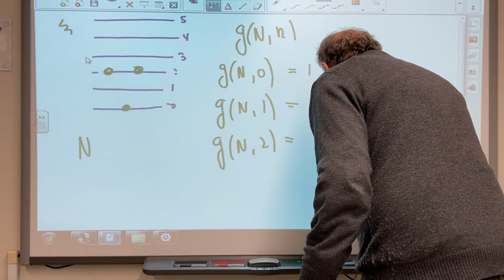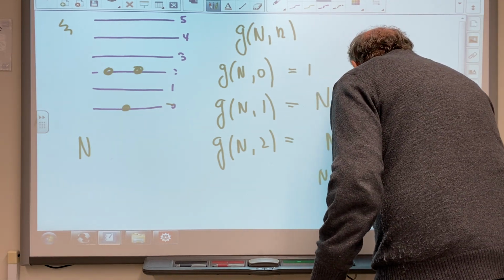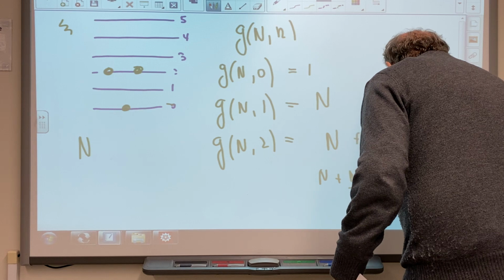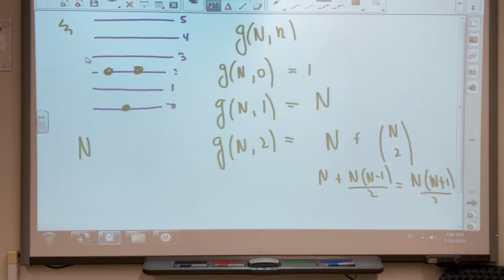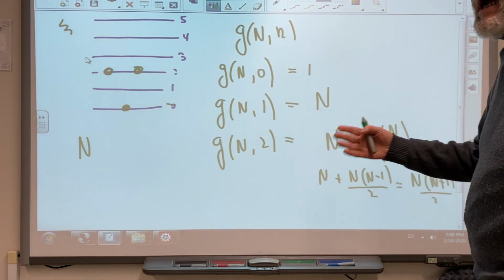So this is n plus n minus 1 over 2, which happens to be n times n plus 1 over 2. You do the math, that's what you get. So that would be the G of n2. And you can keep going.